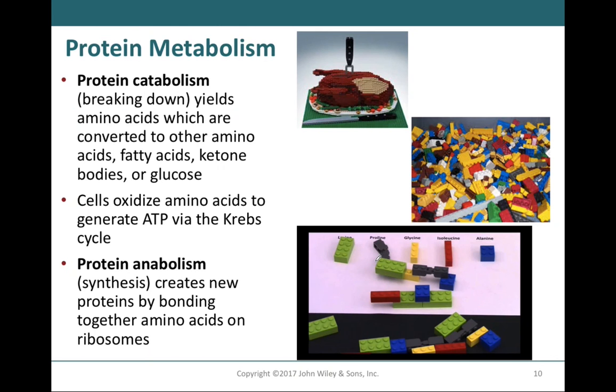Protein catabolism consists of breaking down large polypeptide chains into amino acids, which can then further be converted into other amino acids, perhaps fatty acids, or even glucose itself. If we can get glucose from proteins, therefore we can use proteins to create ATP. Protein anabolism is just another word for protein synthesis, which was a process discussed in A&P 1. DNA will code for a strip of mRNA that will be brought out of the nucleus to a ribosome. The ribosome will then facilitate the linking of amino acids from different molecules of transfer RNA, and it is through this process that we will form new proteins.